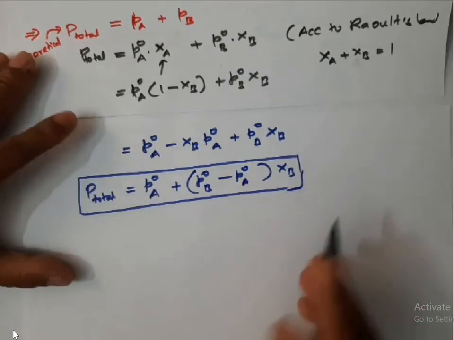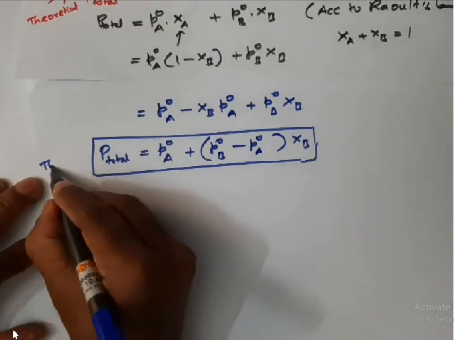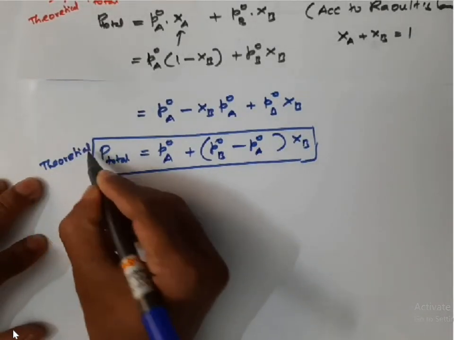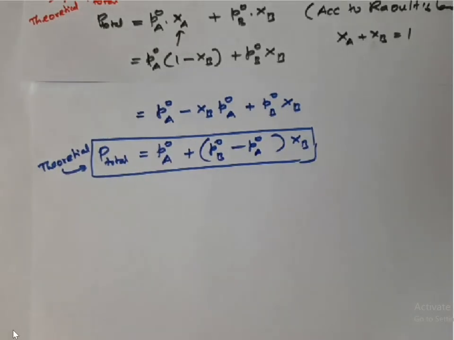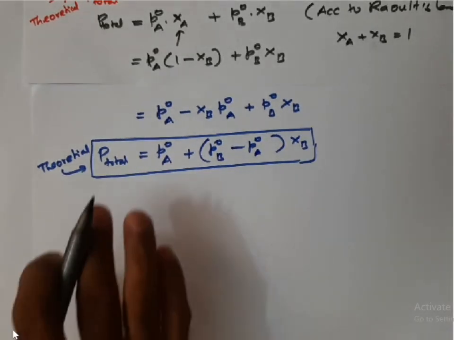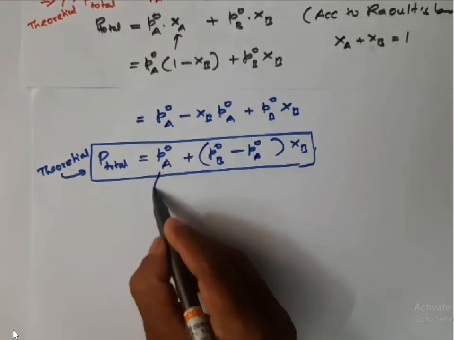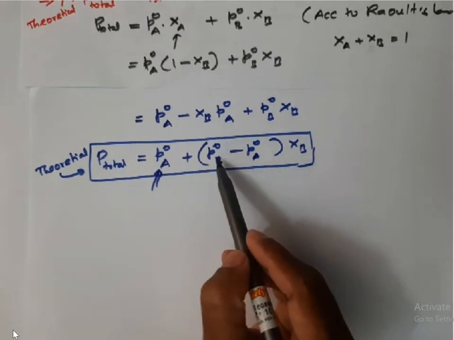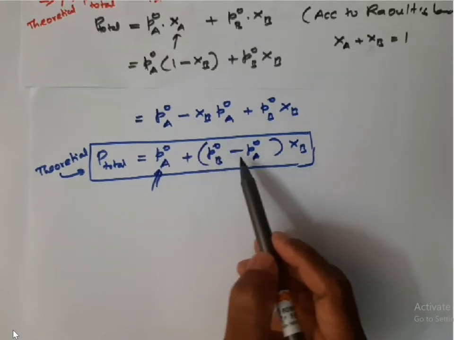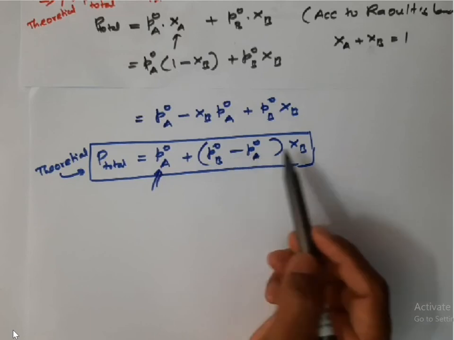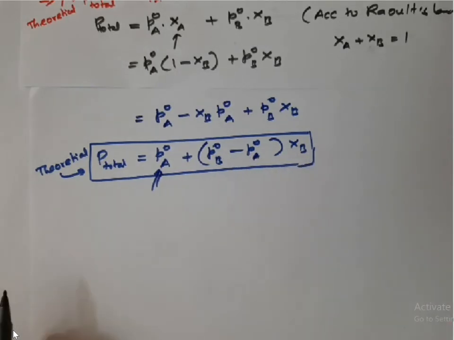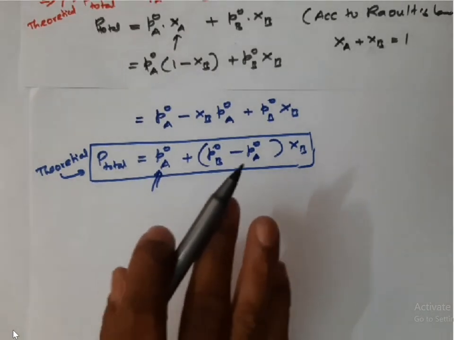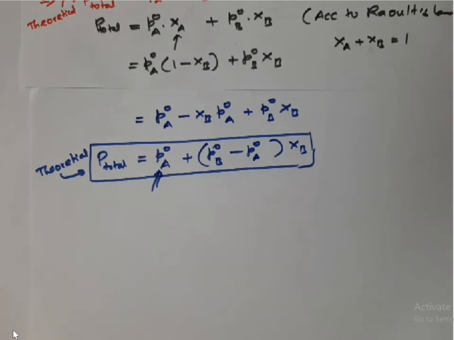Okay, it is actually the theoretical total pressure. Students, observe carefully. Calculated, theoretical total pressure. So what is the theoretical total pressure? Theoretical total pressure is nothing but vapor pressure of pure A plus the difference between the vapor pressures of pure B minus pure A, and multiply by mole fraction of B. Is this clear, students? Any doubt here? No, sir. Okay.